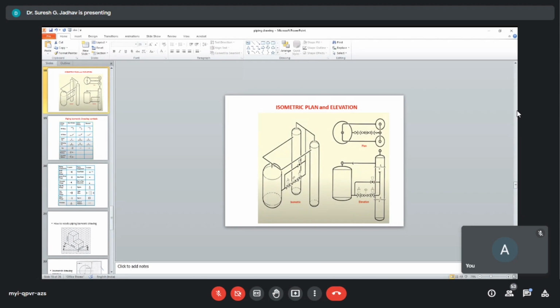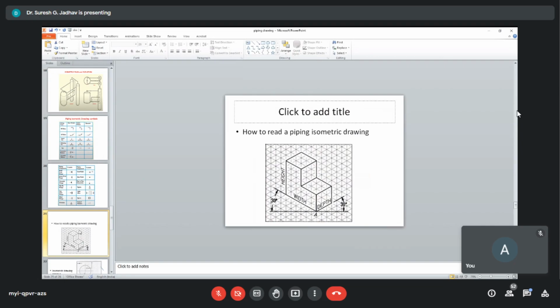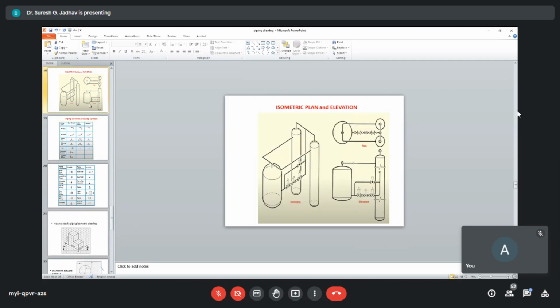With the help of this plan and elevation, we can plot the isometric. Suppose here an isometric view is given. Based on that, we have to draw the plan as well as elevation. If elevation and plan are given, then we have to draw the isometric view in orthographic projection with the help of grid papers. That kind of paper we call grid drawing paper. With the help of this paper, we can draw the isometric as well as plan and view.